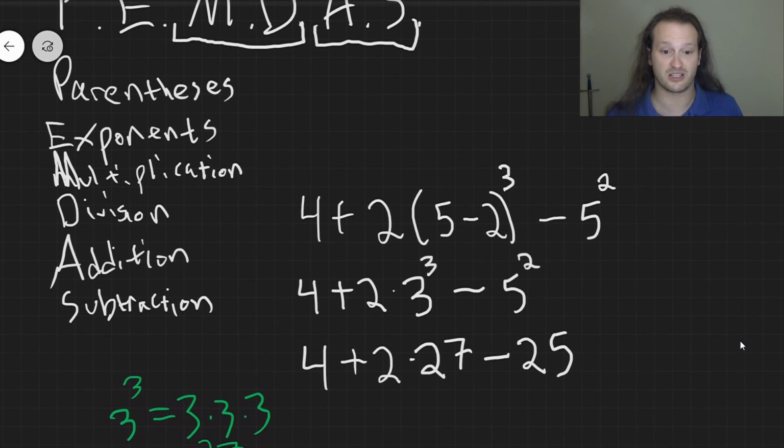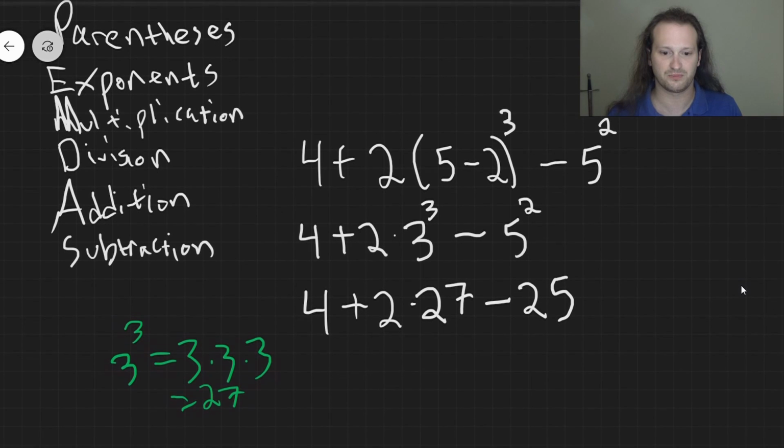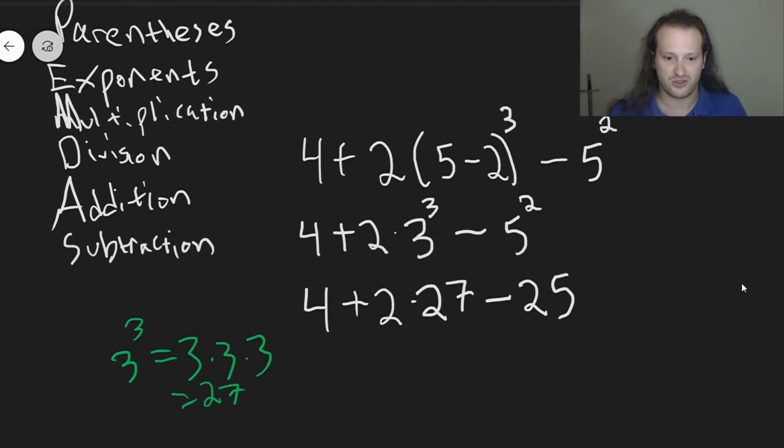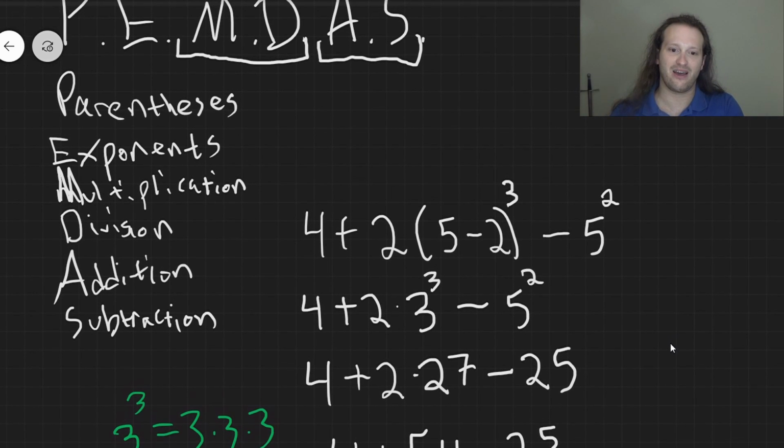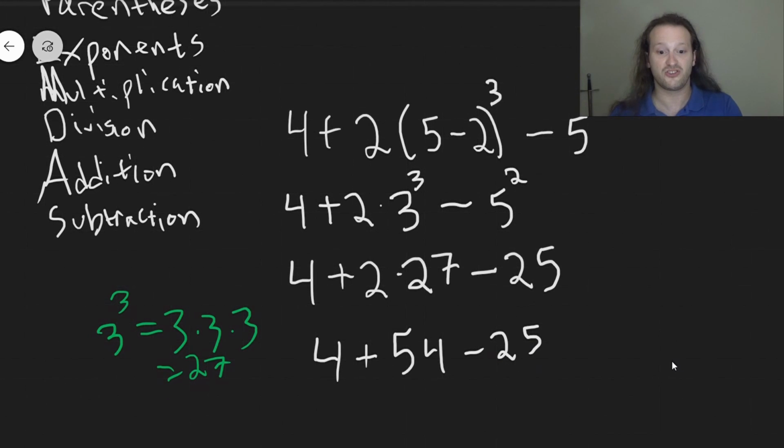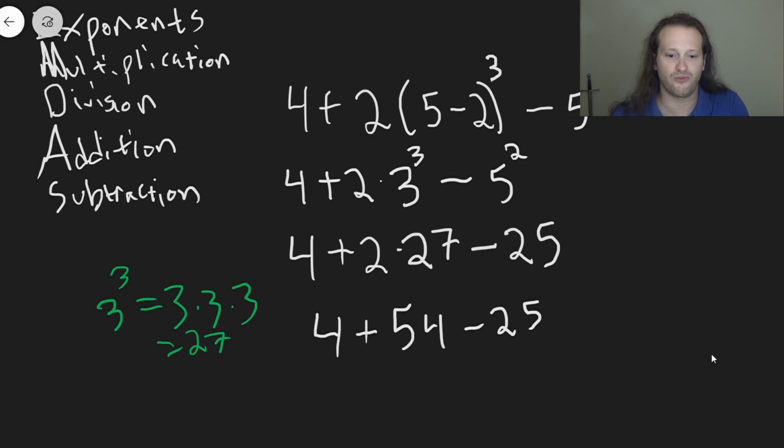We've done all of the exponents. Now let's do the multiplication. And there's only one. So again, we haven't done anything with this 4 or this plus. 2 times 27 is going to be 54 minus 25. Now, if we have all additions and subtractions left over like this, we do these in a row. So we don't really get to pick and choose which one we do first. We just go from left to right.